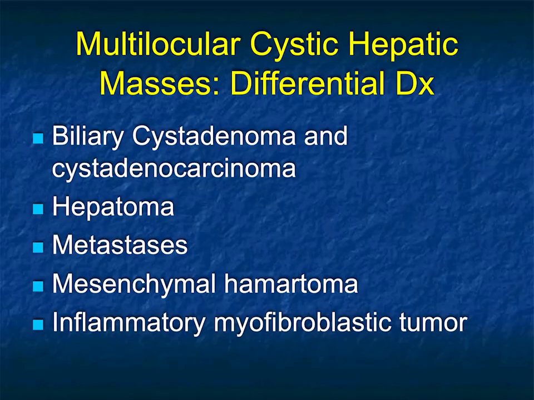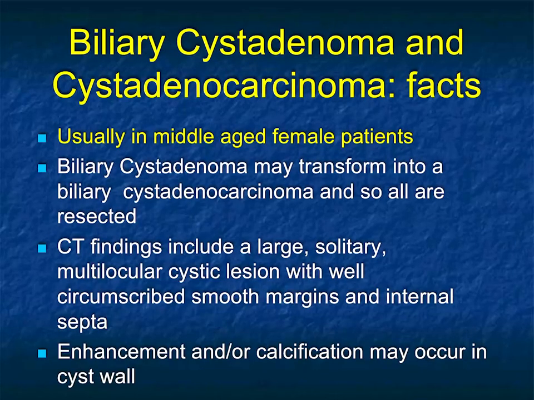Now, in addition to infection, we spoke about cystic lesions and the possibility of malignancy. Biliary cystadenoma and cystadenocarcinoma, one possibility. Cystic hepatoma, cystic metastasis, I showed you a few examples. Mesenchymal hamartoma and inflammatory myofibroblastic tumors can be cystic, but they're exceedingly rare. Let's talk a little bit about biliary cystadenomas and carcinomas.